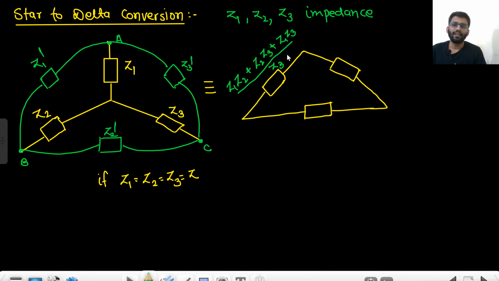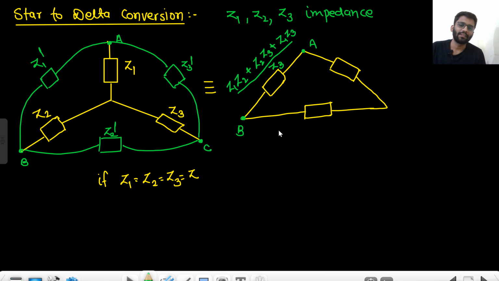Or what you can see, we are connecting this impedance between node A and B. So which resistance is not connected to node A or node B? This impedance Z2 is connected to node B. This impedance Z1 is connected to node A. This impedance Z3 is not connected to node A and B by any means. So that's why in the denominator part Z3 will come.